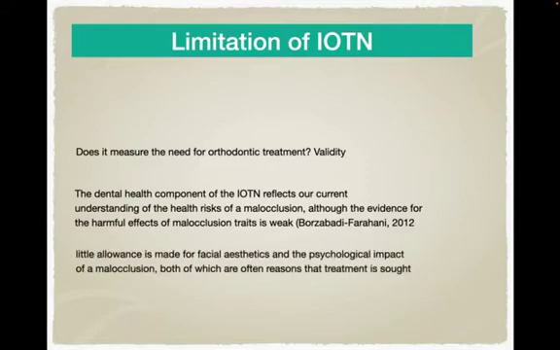And this is one of the most important limitations, I think: that little allowance is made for the facial aesthetic and psychological impact of the malocclusion. So for example, there is nothing mentioned about the gummy smile. A lot of patients might seek treatment just because of the gummy smile. It does nothing about the psychology of the patient. Some patients have just simple spacing and get bullied and teased in school. That goes into the psychological impact of this malocclusion that is not considered in the IOTN. And that's another huge limitation with the IOTN.